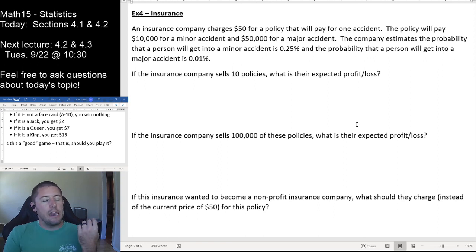The policy will pay $10,000 to you if you experience whatever this minor accident is, and $50,000 to you if you experience a major accident, whatever this major accident is. Obviously, they have ways of judging what you're going to qualify for. A really important thing that every insurance company does is they need to estimate how many of their policyholders are going to make these certain claims.